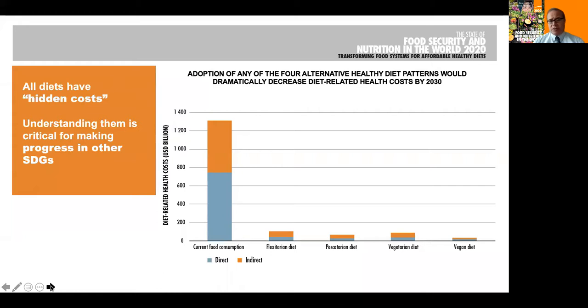Now, it's important to mention that we show different types of diets: flexitarian, pescatarian, vegetarian, and vegan. But the vegetarian and vegan diets are not considered healthy diets. We just brought them for information. Both of them don't comply with all the characteristics that a healthy diet has to have, as specified by WHO. The other hidden cost we look at is the cost of emissions.